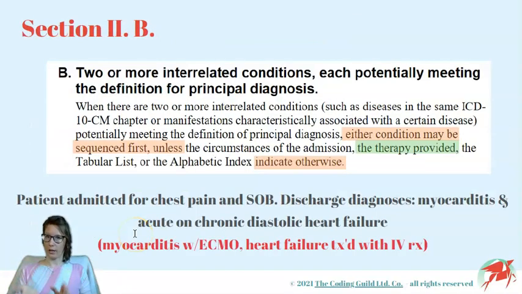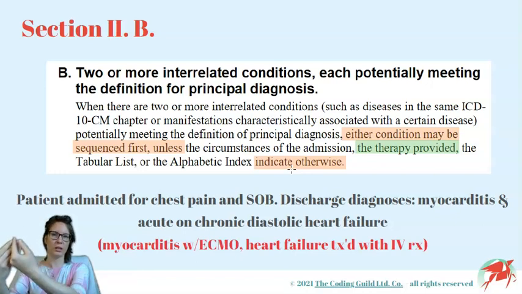Let's change this scenario a little bit and say that the myocarditis is treated with ECMO, or extracorporeal membrane oxygenation. Now, because the therapy provided will differ for the two conditions, we don't have a choice in sequencing anymore. The guideline says either condition may be sequenced first unless the therapy provided indicates otherwise. If a condition is treated or examined by more resource-intense means, we have to make sure that condition is assigned as the principal diagnosis so that the case can get grouped into a higher paying DRG. The expensive procedure or workup must get paid somehow.